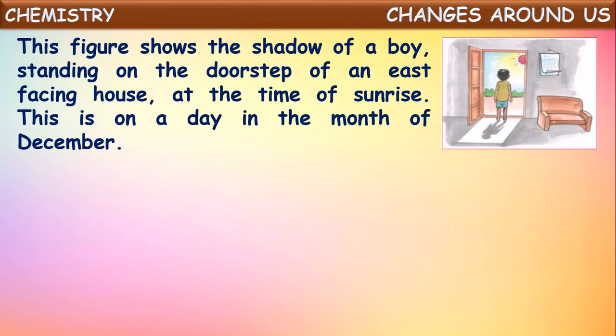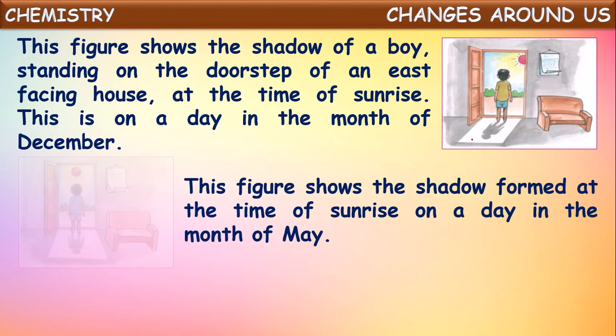So this figure shows the shadow of a boy standing on the doorstep of an east facing house. See, he stood in the east facing house in front of the rising sun at the time of sunrise. This is on a day in the month of December. So the sun is slightly to the right side, if you observe, isn't it? The shadow came this side, to the left side.